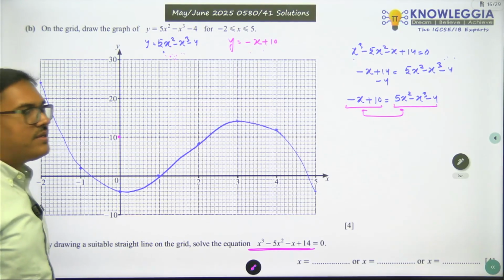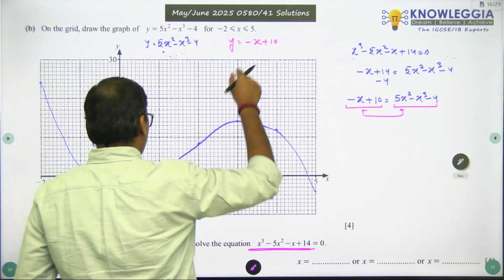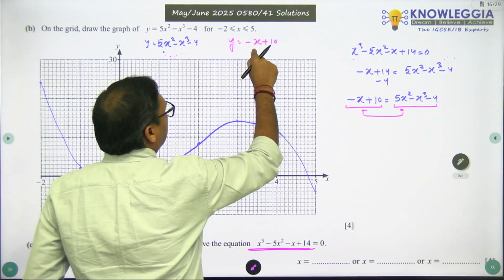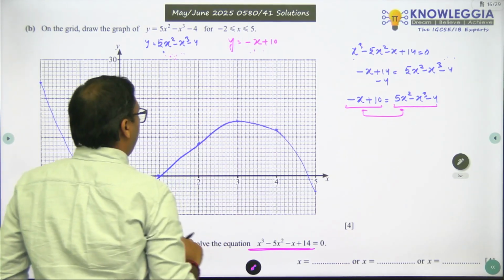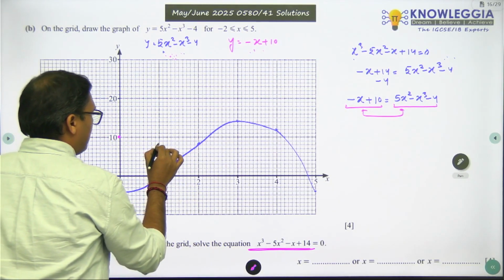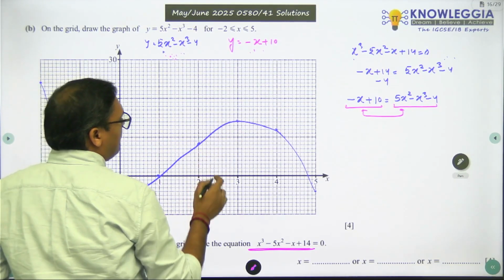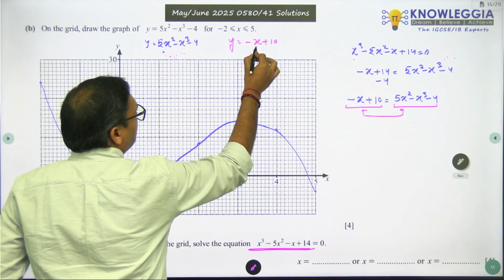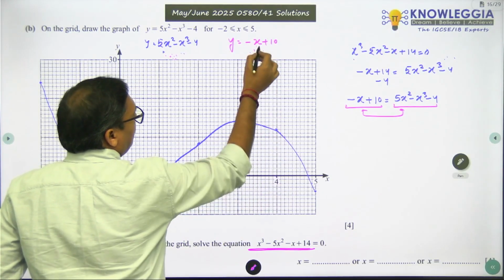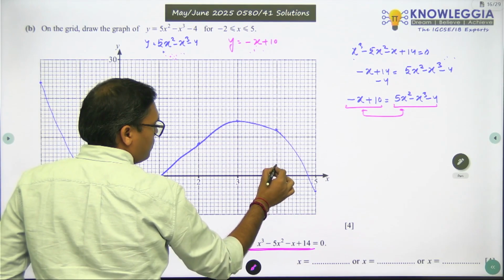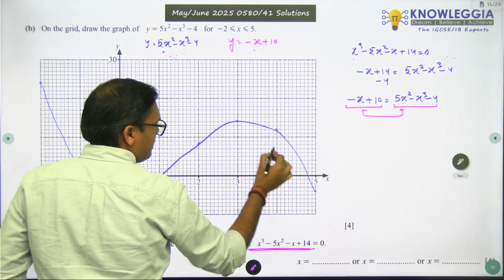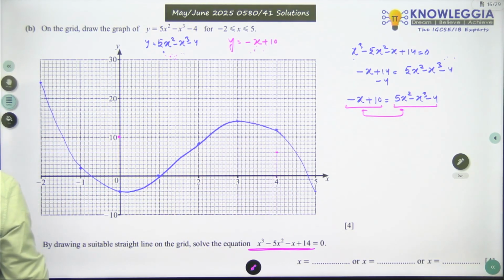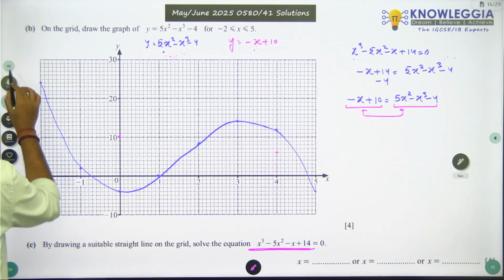And you can see at x equal to 1, y is equal to 9. Or you can take some other, larger value. You can put x equal to 4. If I put x equal to 4, you can see y equal to 6. So this is 1, 2, 3, 4, 5, 6. So now, if I draw this line, you can see.